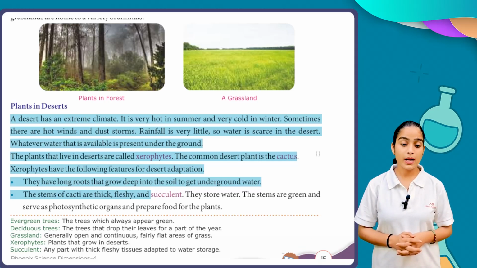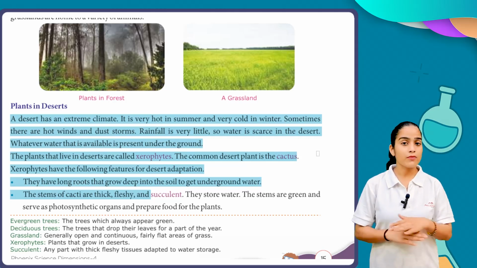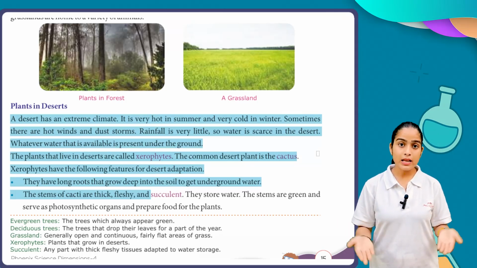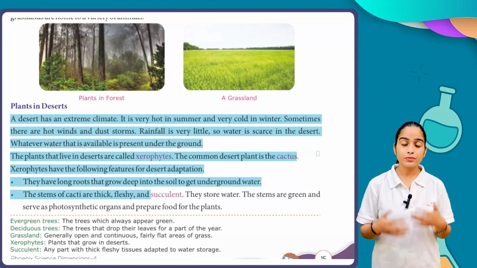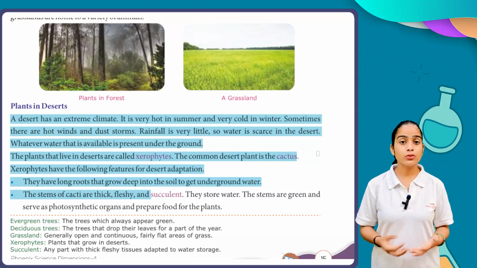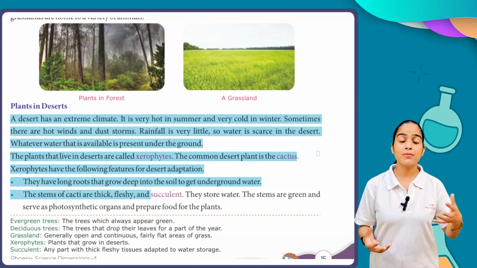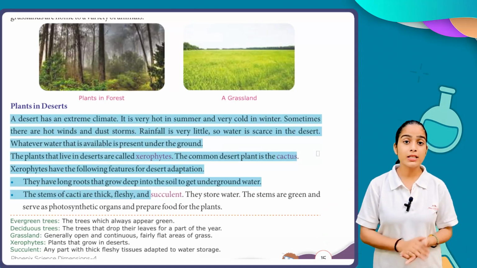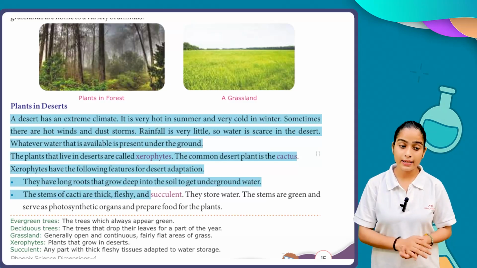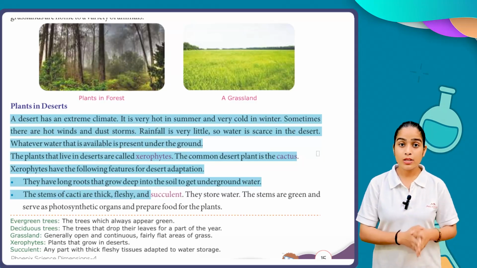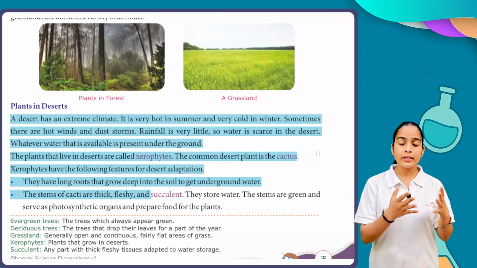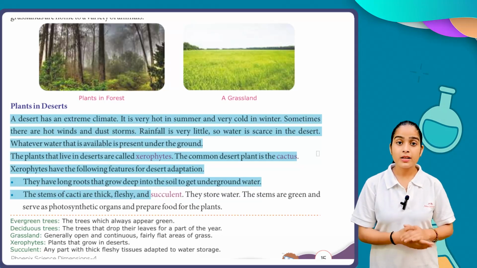The common desert plant is the cactus, as we already discussed, because in the desert, in winter, it is very cold. In summer, it is very hot. So what we understand is that this type of climate could not be good for the growth of any kind of plant, but we have some types of plants that can survive in such a difficult climate as well. One example of this is our cactus. And those plants that survive in this type of climate, basically those that grow in the desert, are referred to as xerophytes.